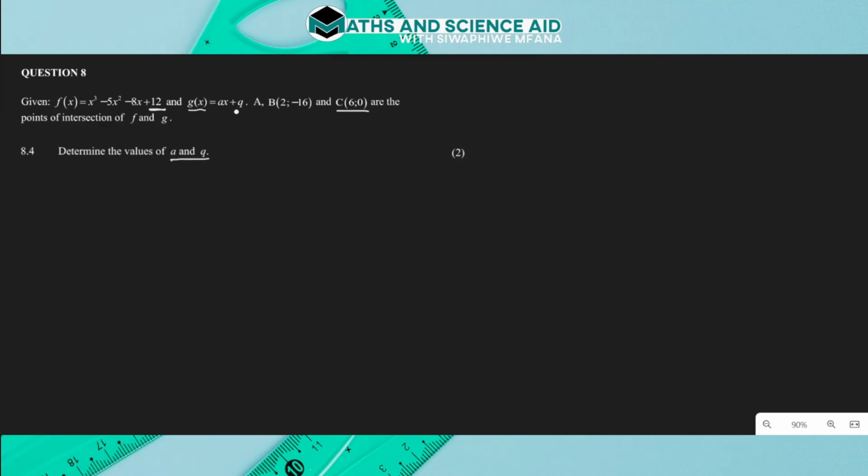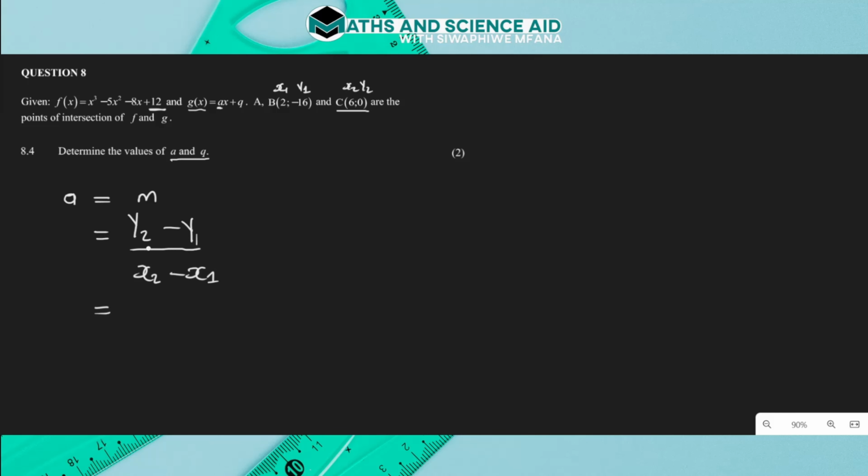g is a straight line. So this is easy because a here is standing in for the gradient of this straight line. And since we have 2 points that we know, we can make use of them to just calculate that gradient. So a is going to be equal to the gradient, right? And we know that the gradient can be calculated by y2 minus y1 all divided by x2 minus x1. So let's just take C as x2 and y2 and take B as x1 and y1.